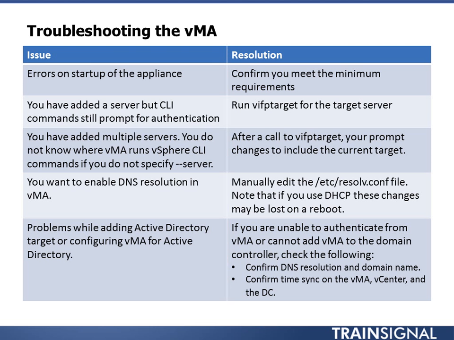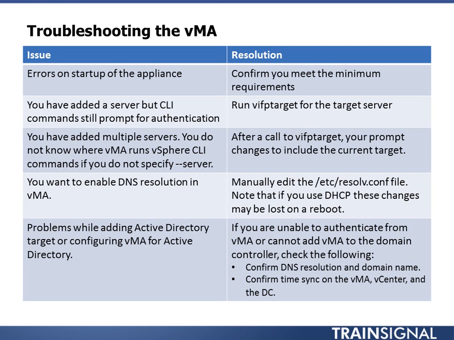So troubleshooting the VMA is real simple. I mean, it's a single Linux box. It's very self-contained. There's not a lot you have to do to it. Errors on startup, make sure you meet the minimum requirements. We'll talk about the IP policy and IP pool when we get to the lab. It can fail to start if you don't have one of those, but all in all, I mean, it's a VM. Just look at the error that it gives you and take a look.